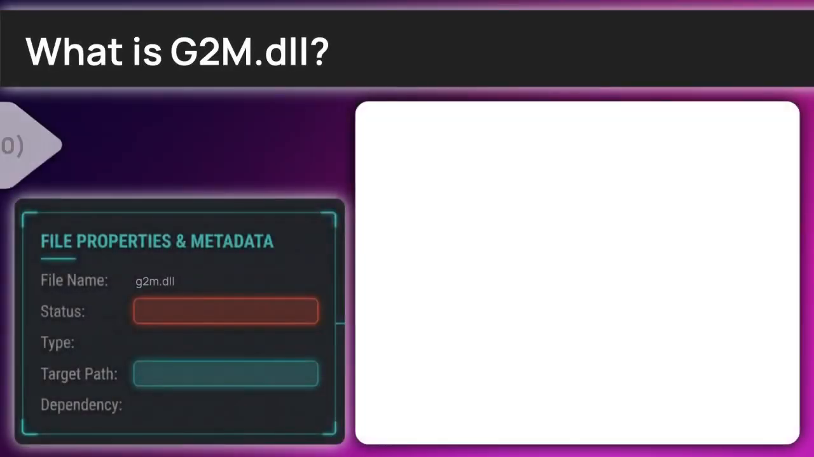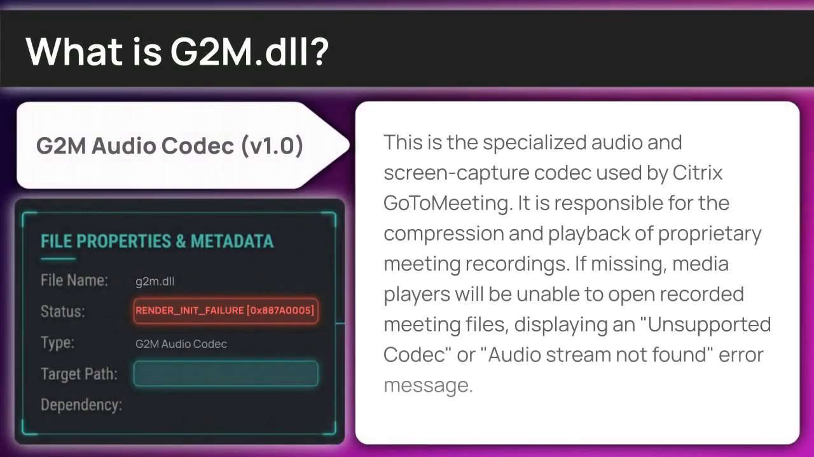This is the GoToMeeting Codec. This is the specialized audio and screen capture codec used by Citrix GoToMeeting. It is responsible for the compression and playback of proprietary meeting recordings. If missing, media players will be unable to open recorded meeting files, displaying an unsupported codec or audio stream not found error message.